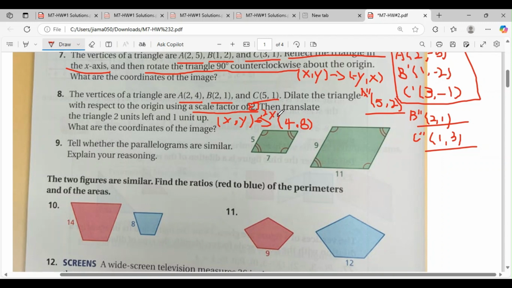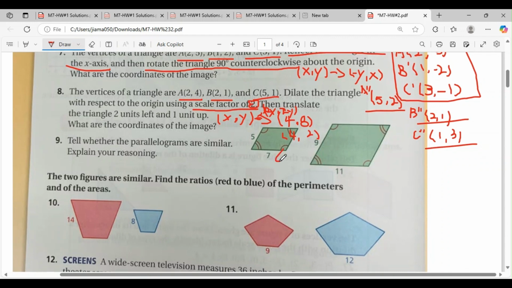This is the rule. 2x and 2y. You can just find the answer based on this rule. Okay, so B is (4, 2). C is (10, 2).